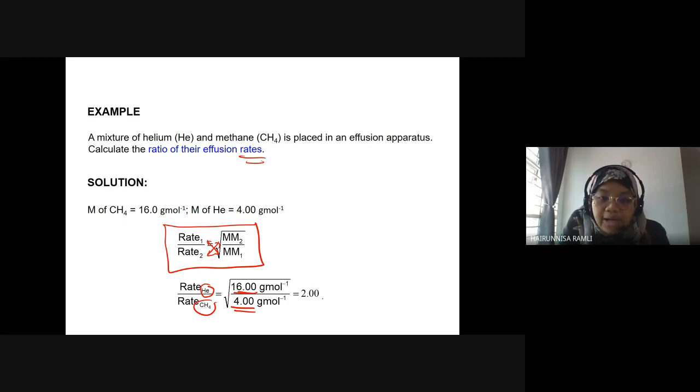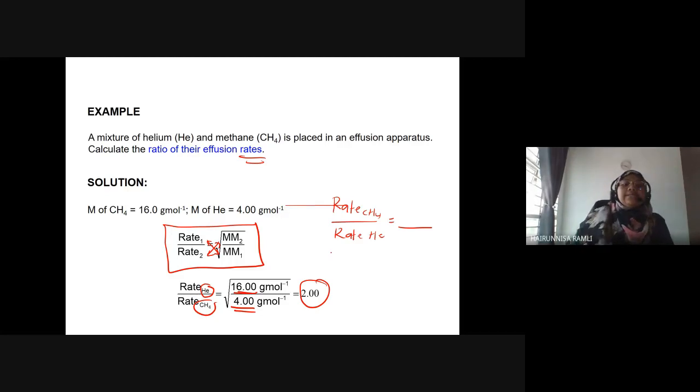Okay, if you calculate the rate, helium to CH4 is 2. Okay, my question is, what if I put rate of CH4 over rate of helium? Would the answer be the same as this one?